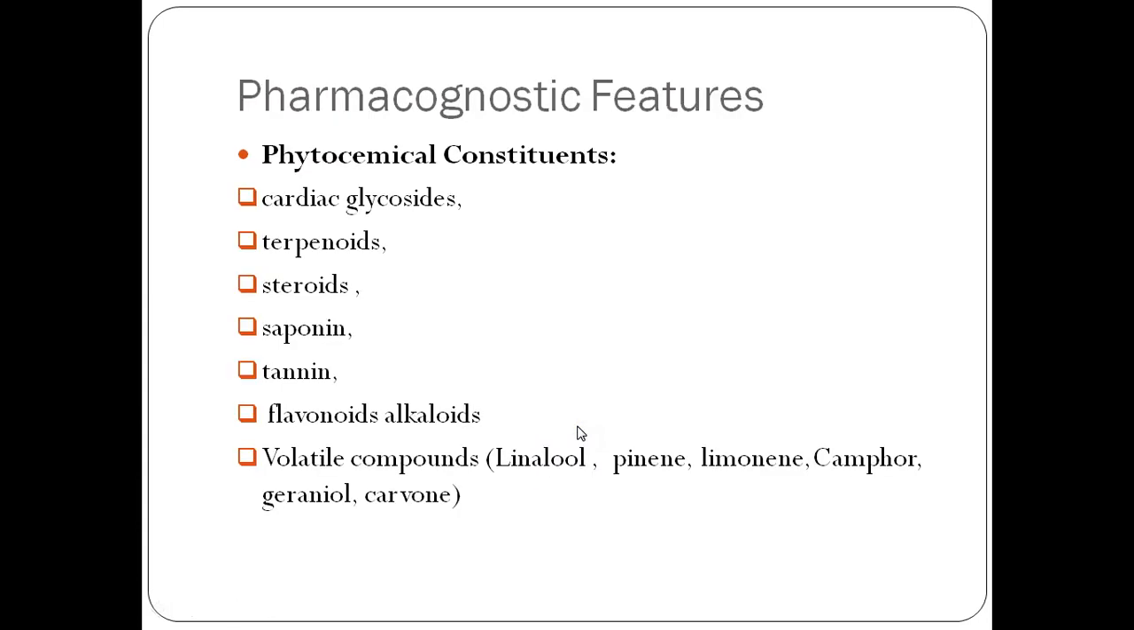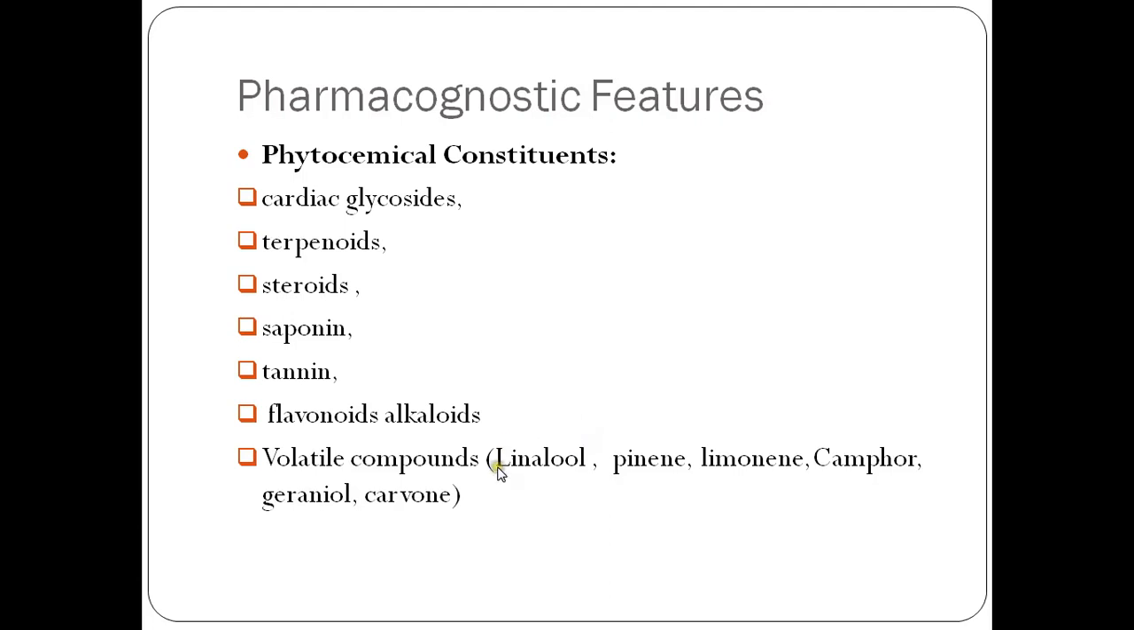Now, the pharmacognostic features. The phytochemical components which are present in coriander fruit are numerous. According to the advanced researchers, it contains cardiac glycoside, terpenoids, steroids, saponins, tannins, and flavonoids.